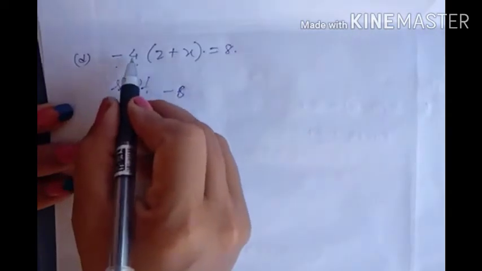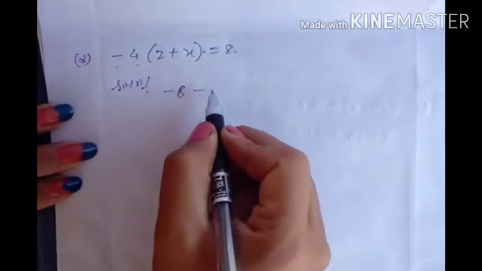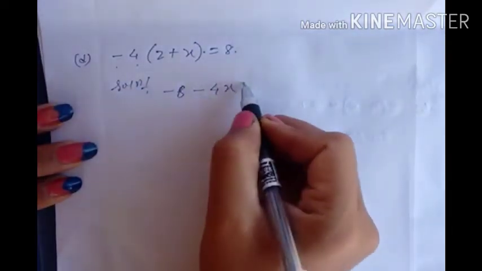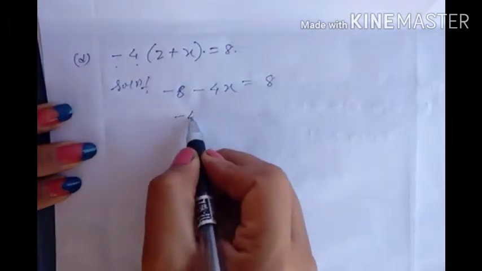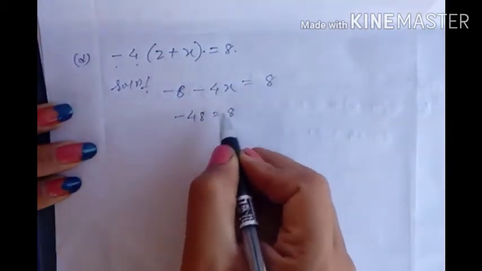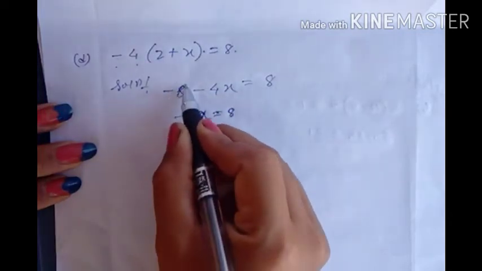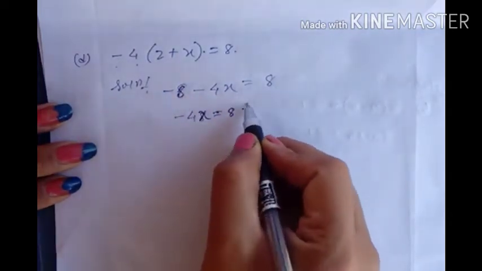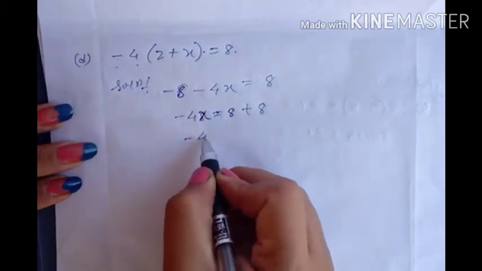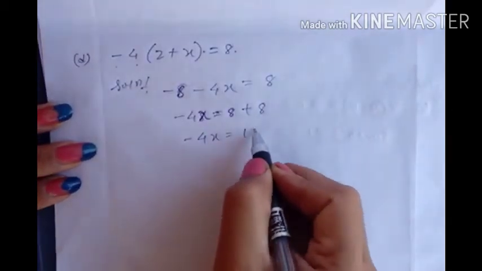Then again minus 4 into x. Minus 4 into x will become what? Minus 4x equal to 8. And if this minus 8 goes to this side, it will become plus 8. Now minus 4x is equal to 8 plus 8, 16.